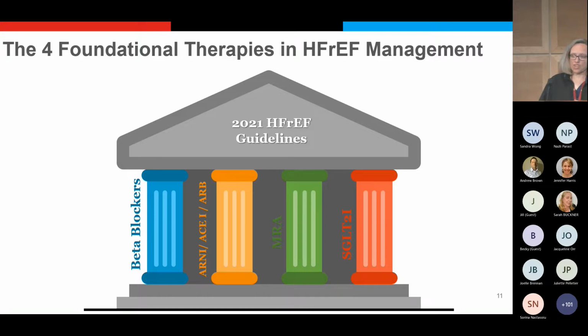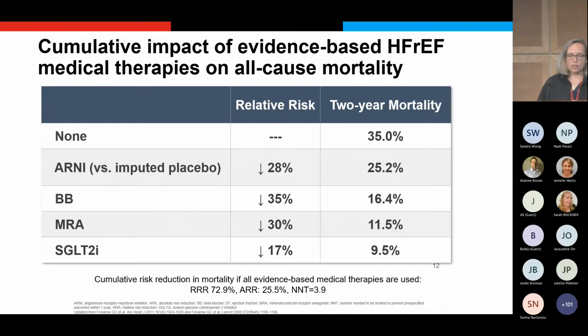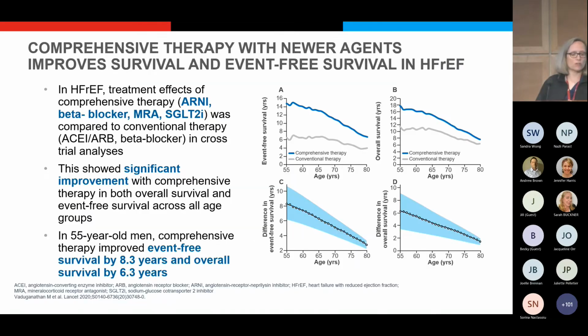So these are the 4 foundations, and there's no debate that they are really the cornerstone in management for our HFrEF patients. And if you want to know numbers, very easily you can see the incremental reduction in mortality risk when you layer on these therapies, going from a 35% chance of death at 2 years down to less than 10%. But there are lots of different ways we can look at this. This was a really nice study that actually compared the 4 foundational therapies to just beta blocker and ACE inhibitor. And depending on your age, your event-free survival increased anywhere from 8 to 14 years. So that's really important information for our patients to help encourage them to be on these treatments.